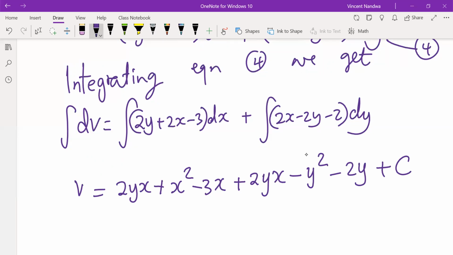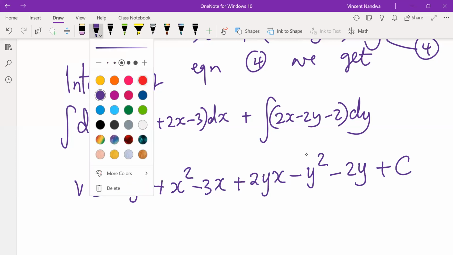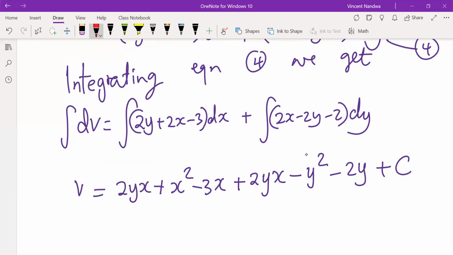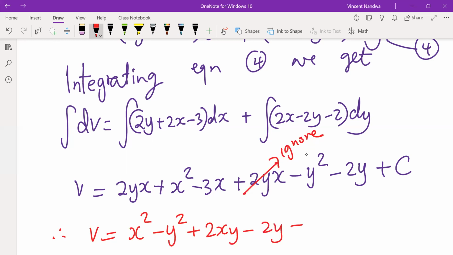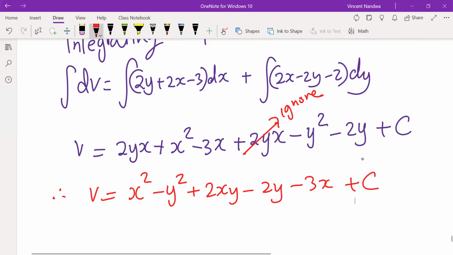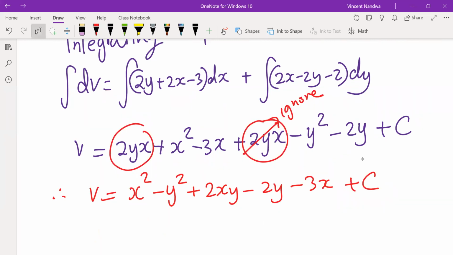Now, in this kind of problems, once you have done the integration part, check the result you have, and for any repeating terms, ignore one of the repeating terms. For instance, 2yx and 2yx are repeating, so we'll ignore one. Those are the only terms that are repeating. Therefore, v will be x squared minus y squared plus 2xy minus 2y minus 3x, and then plus c. That will be the correct conjugate function with respect to the u that was given. These are very critical points. Don't add this and this one and say now we have 4xy. Common terms, ignore one and pick one from the list. Thank you.